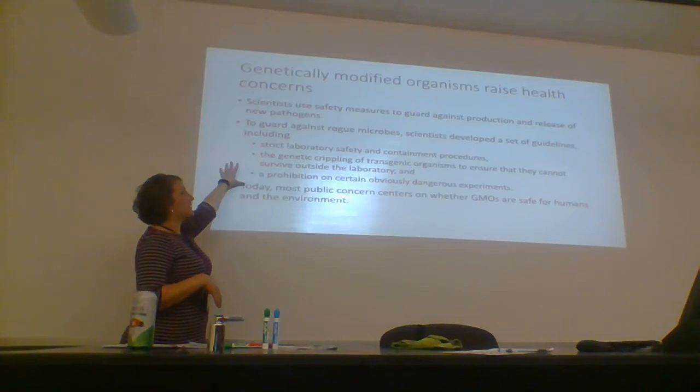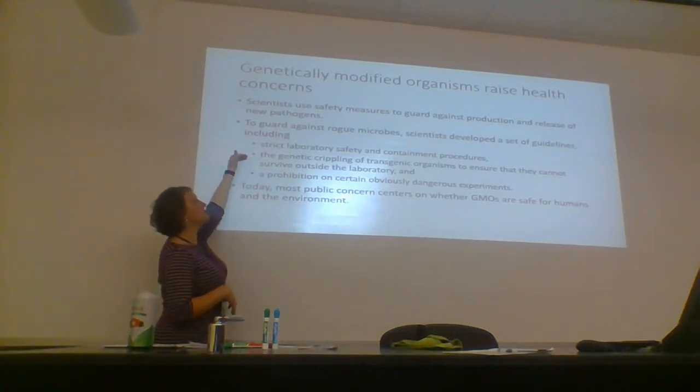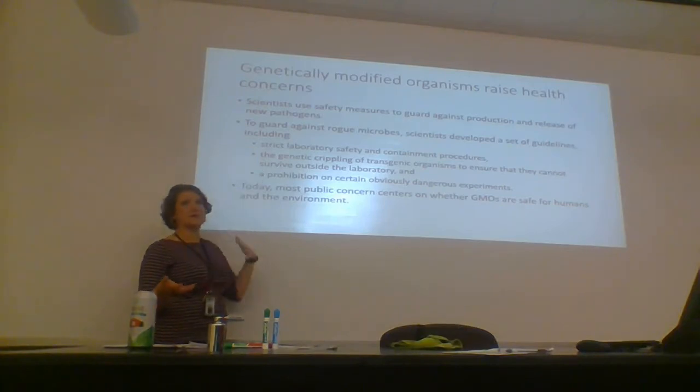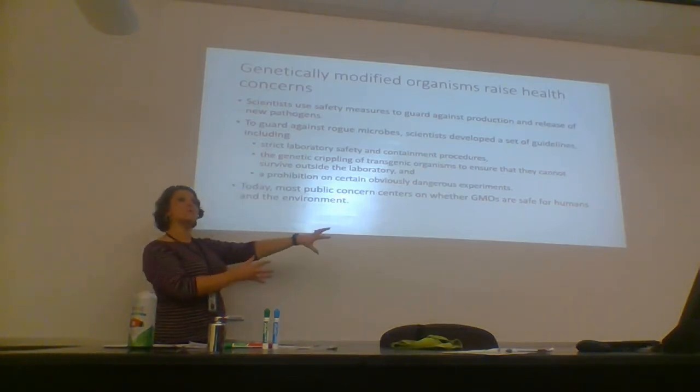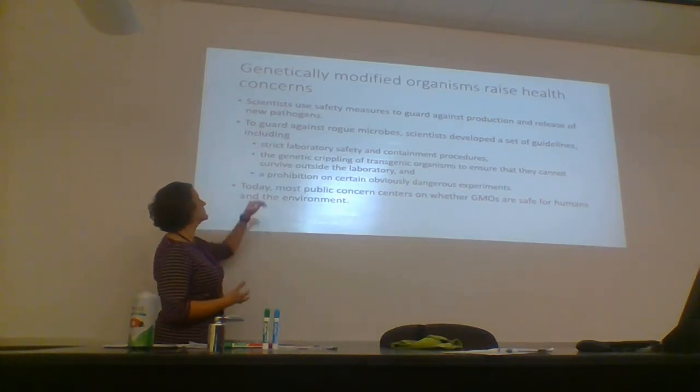We try to guard against rogue microbes. We set lots of guidelines. Tons of guidelines are set with strict laboratory safety, just like the quarantine facility I'm talking about. The genetic crippling of transgenic organisms to ensure they cannot survive outside the laboratory. So that way, if they were moved out, they would just kind of crap out on their own, but they couldn't actually persist in nature.